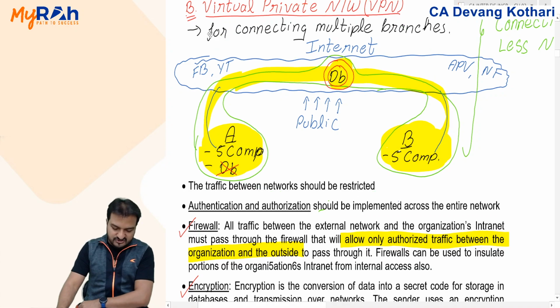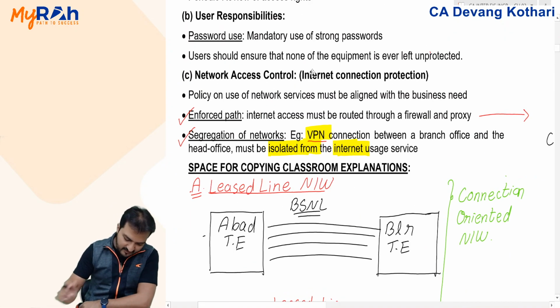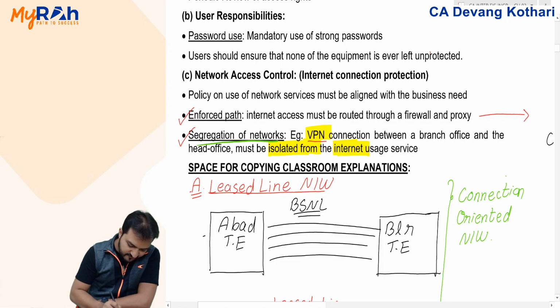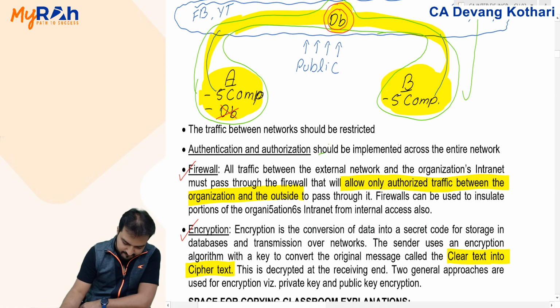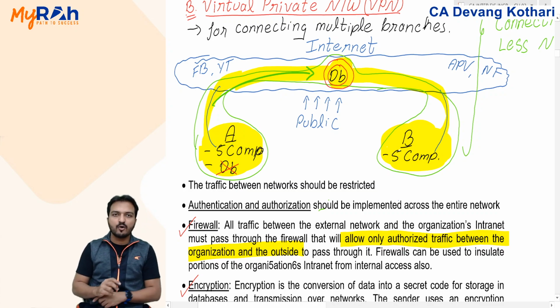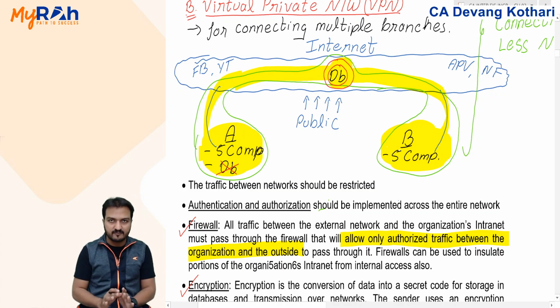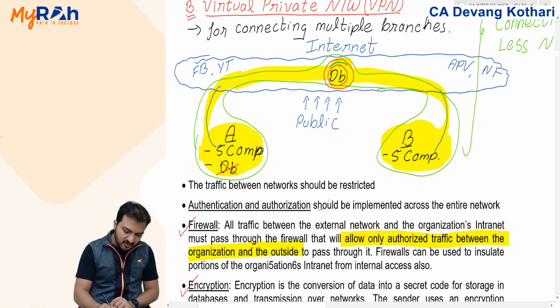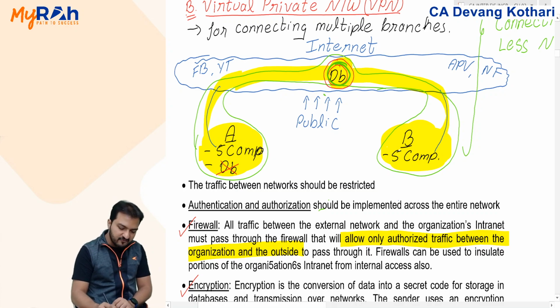But the logical access control which you had here, read that. It says segregation of networks. It says that in case of a VPN connection, your VPN connection should be isolated from the internet usage service. Meaning, if branch A is given an internet connection to access this database, then branch A employees should be allowed to access only this database. Look, by putting passwords on the database, I prevented the public from accessing this database.